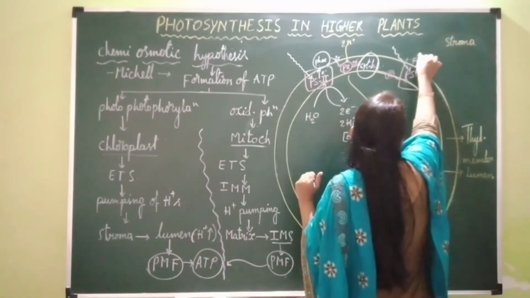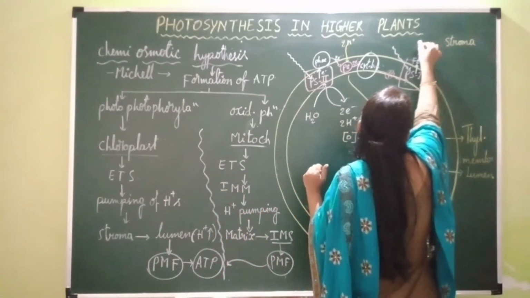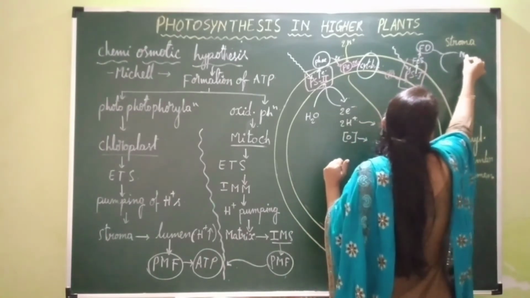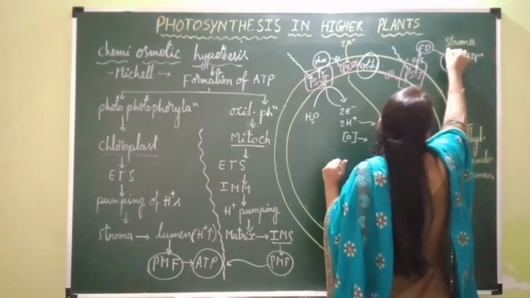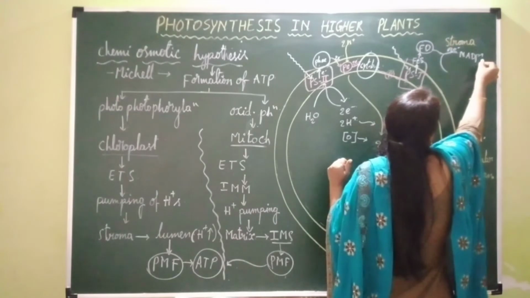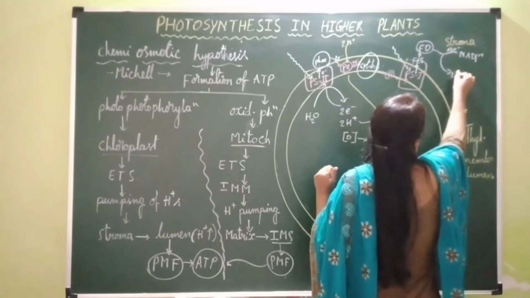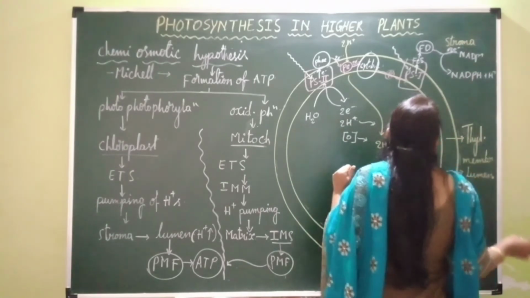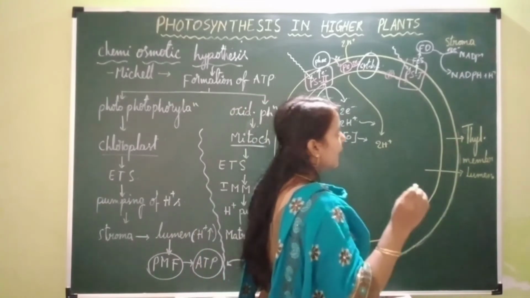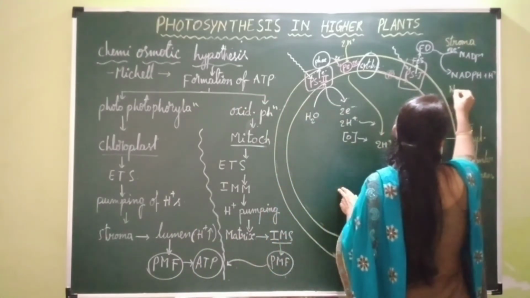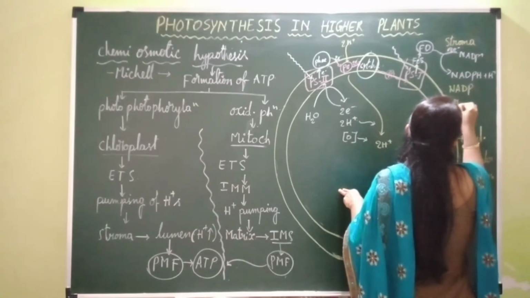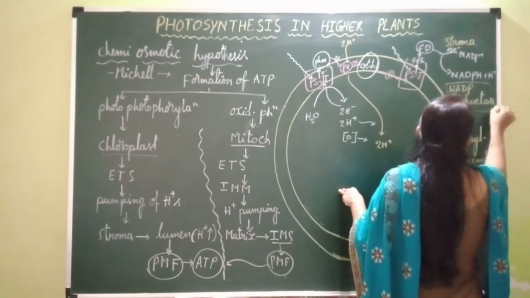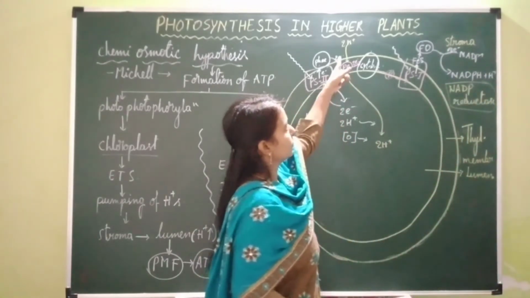From FES, these electrons are transferred to FD, that is ferredoxin. From ferredoxin, electrons are picked up by NADP+. NADP+, after receiving 2 electrons, consumes 2 protons from the stroma, and is reduced into NADPH plus H+. This reduction of NADP+ into NADPH is catalyzed by an enzyme, NADP reductase. I am writing the name of this enzyme here, that is NADP reductase.